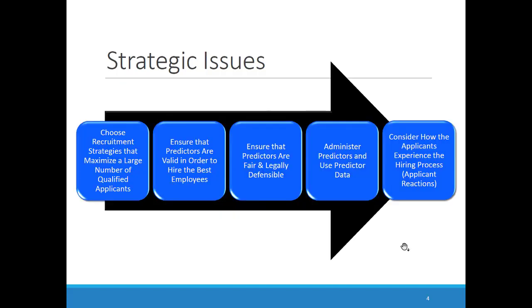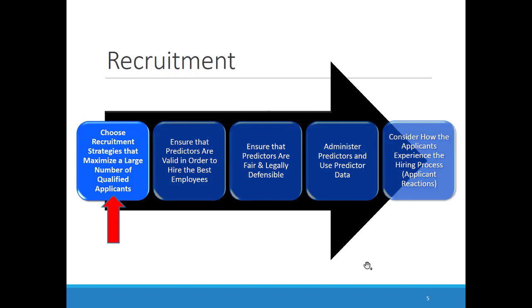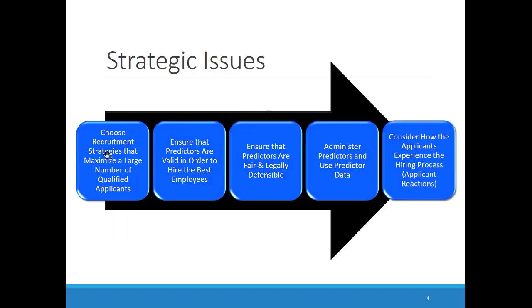So you will see this graphic throughout the presentation in the videos for this chapter. And what this is showing you is a snapshot of the process that I just walked through, where you're choosing those recruitment strategies to try to get the most possible qualified candidates to apply for the job. Then you're ensuring that your predictors are valid so that you can hire the best possible employees. You're ensuring that those predictors are also legally defensible and fair and not discriminatory.